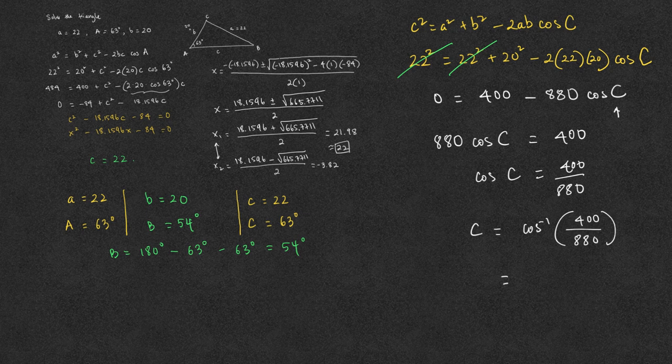Using a calculator, we see that this is 62.9643, which we rounded to 63 degrees. This confirms that the angle C is 63 degrees. And so we solved this triangle. There is only one possible triangle in this case.